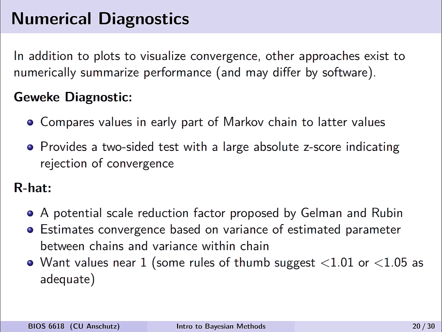On the other hand, we also have the r-hat statistic, and this is a potential scale reduction factor proposed by Gelman and Rubin. This will estimate convergence based on variance of estimated parameters between your chains and variance within a chain. One note here is that you obviously need multiple chains to estimate this parameter. Generally speaking, we want values near 1, where some rules of thumb suggest as low as 1.01 or smaller, or even maybe a little more liberal, 1.05 or smaller as being adequate. If you have higher values, it does suggest that you likely have some issues with convergence, which in a circular fashion you will probably catch or notice in your visual diagnostics as well.